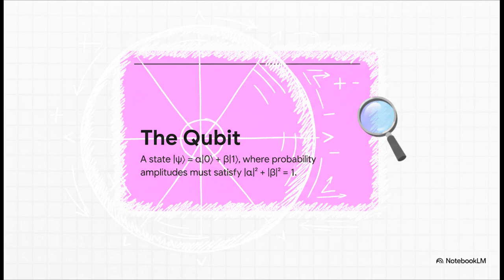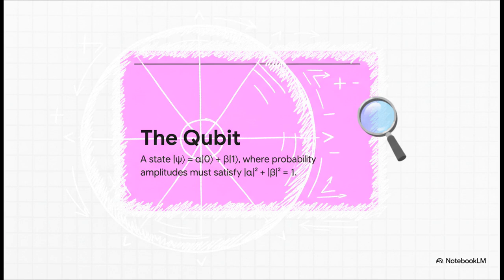Okay, this equation right here, this is the heart and soul of a qubit. See, it's not just a 0 or just a 1. It's some blend of both, this superposition of the 0 and 1 states. And those Greek letters, alpha and beta, they just tell you how much of each state is in the mix.